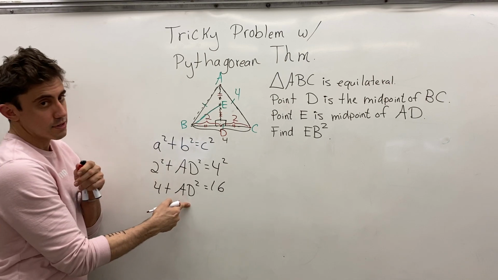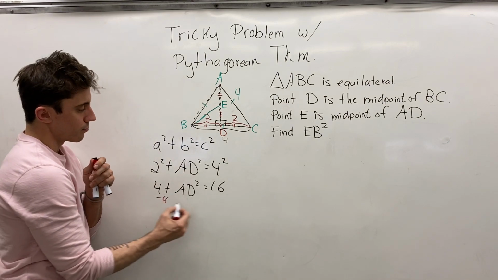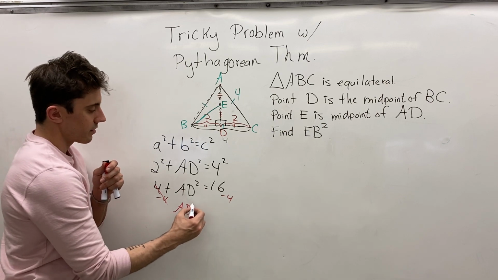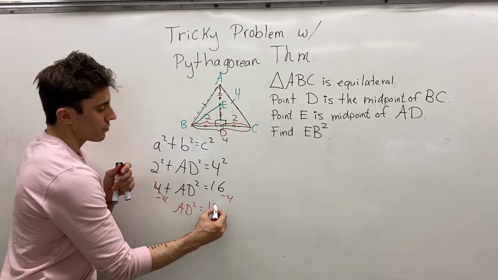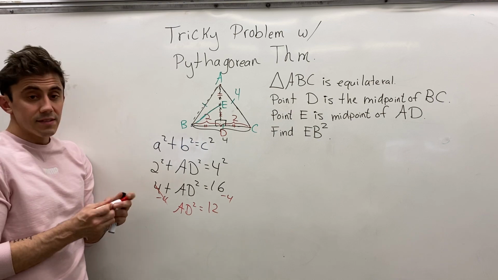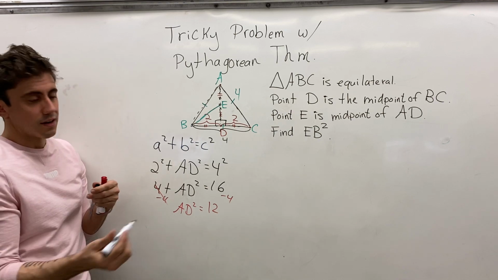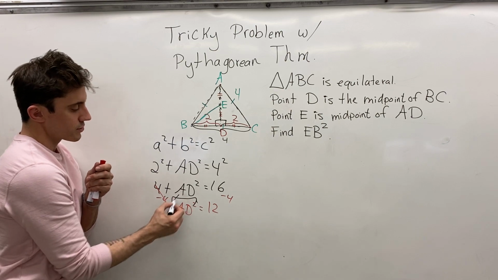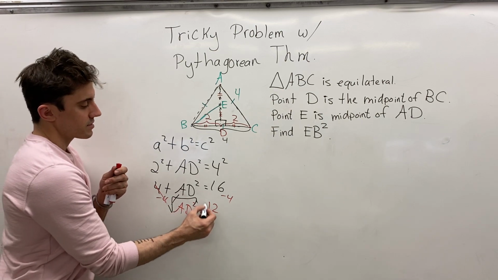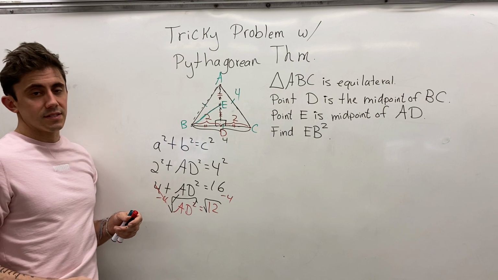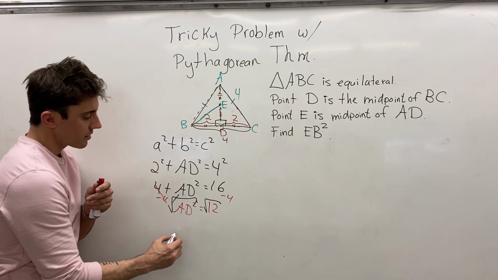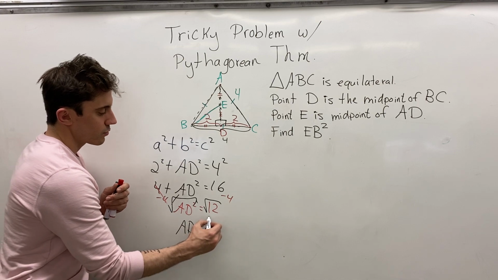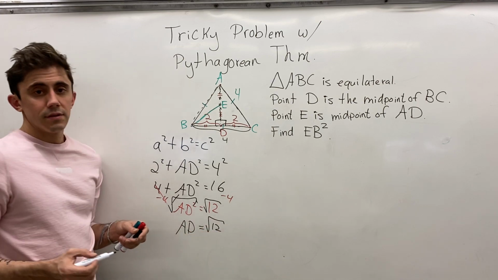We're looking for AD squared, so we want to isolate it, and so we'll subtract 4 on both sides. And we find that AD squared is equal to 16 minus 4, which is 12. And so finally, if we want to get just the line segment of AD, we can take the square root of both sides to cancel out the square, always doing the same exact operation on both sides to stay equivalent. And we find that the length of the segment AD is equal to the square root of 12, okay?